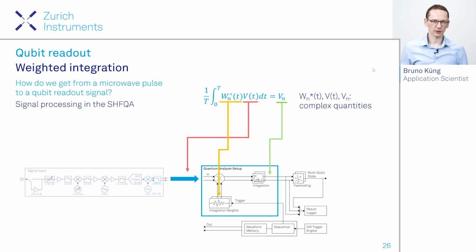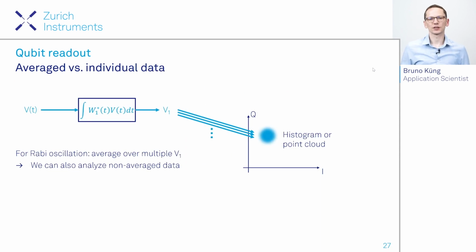After this integral, we obtain a complex voltage Vn, which is a single value, and this is further used for the subsequent steps. And if we compare the data acquired, as we will acquire it in the following, with what we know from Rabi oscillation measurements. In Rabi oscillation measurements, we also had underlying a large set of these voltage values, Vn or V1, because we only used one integration weight unit.